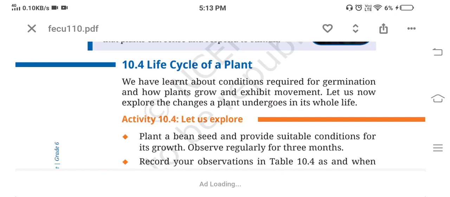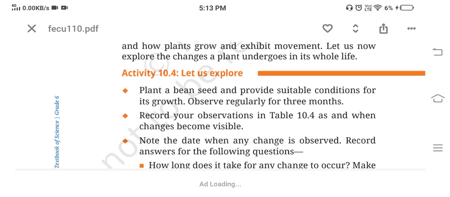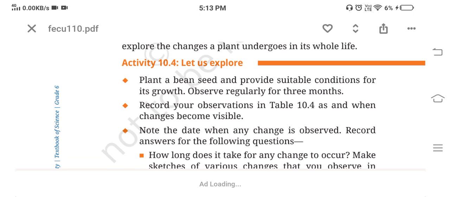We have learned about the conditions required for germination and how plants grow and exhibit movement. Let us now explore the changes a plant undergoes in its life. Activity 10.4. Let us explore.